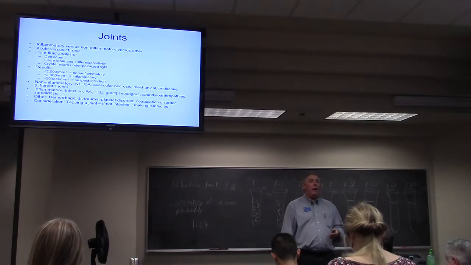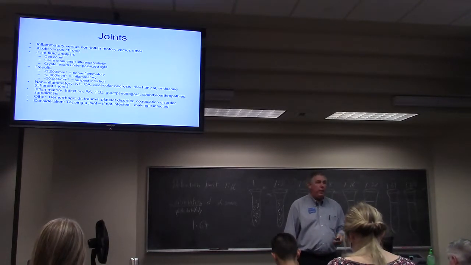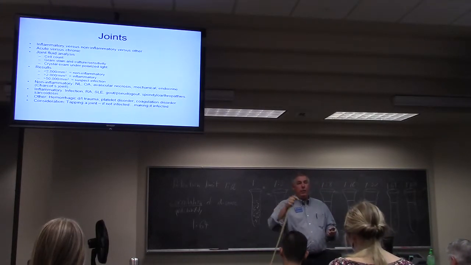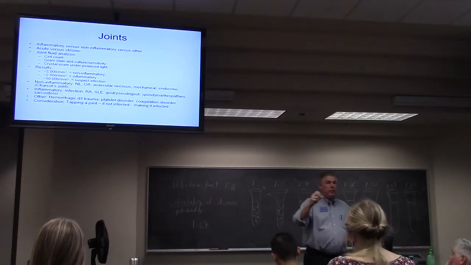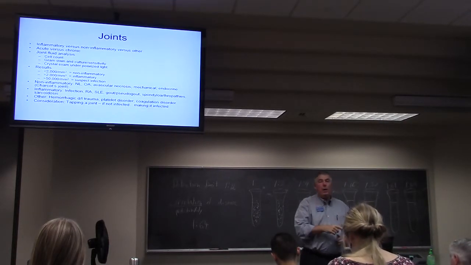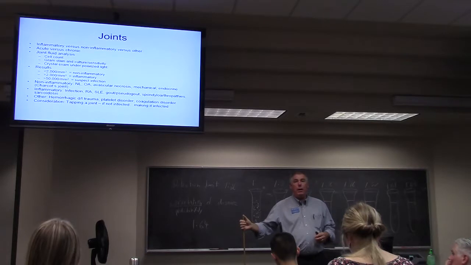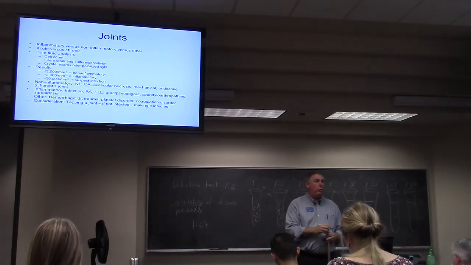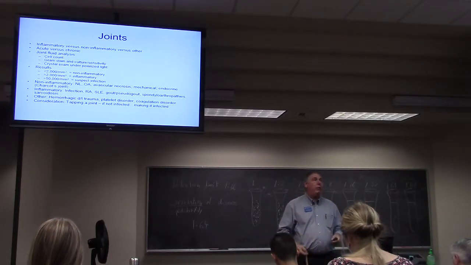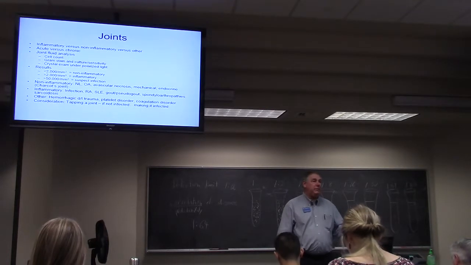Okay, so acute versus chronic. Now we're going to tap the knee or the joint, and there are certain things that you need to do. First, you're going to get 3 test tubes. The first test tube, you can send off for a cell count. They run it through a cell counter just like blood, and that'll give you the CBC essentially.